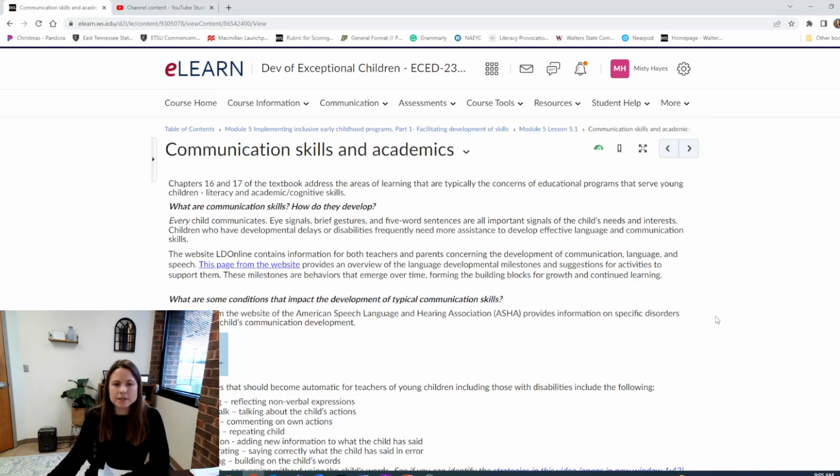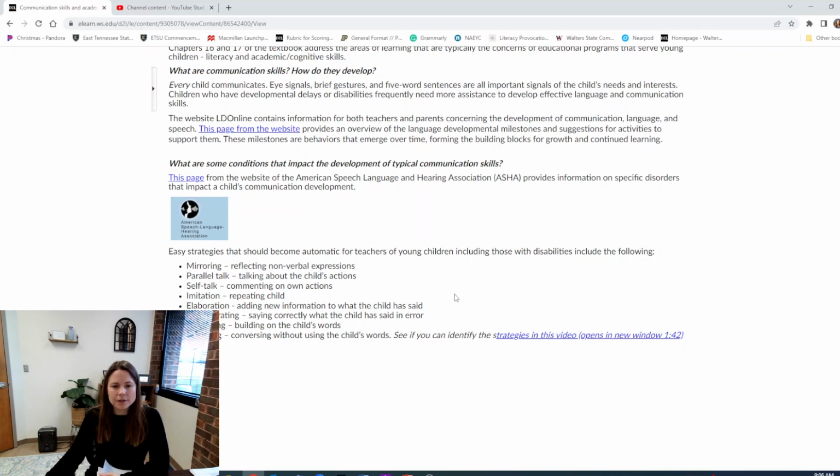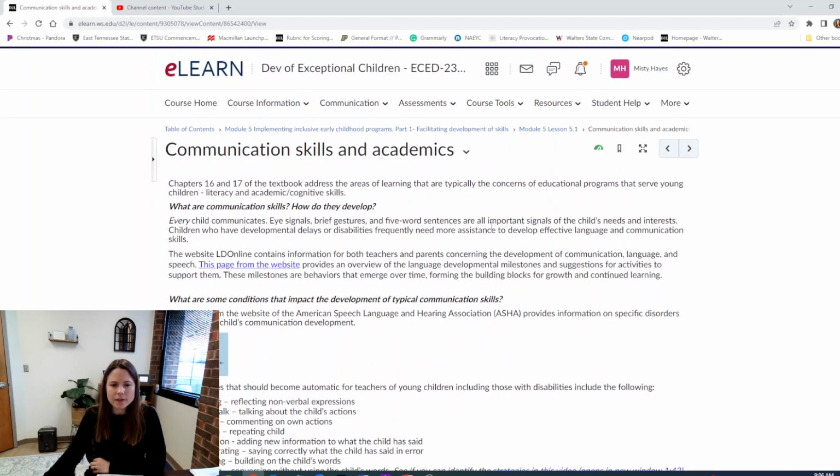Okay, the next one gets a little further into the communication skills and the academics. So when we're talking about serving young children, we need to look at literacy and academics, plus those cognitive skills. How do they develop? These are strategies that should be automatically implemented when we're working with children with special needs. There's a page here from the American Speech-Language-Hearing Association that's really going to help you by providing information on those specific disorders that impact a child's communication development.